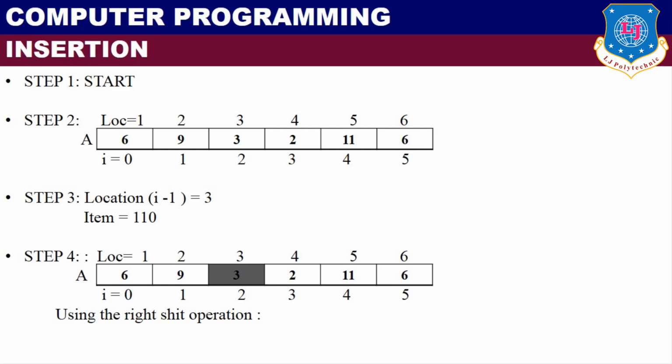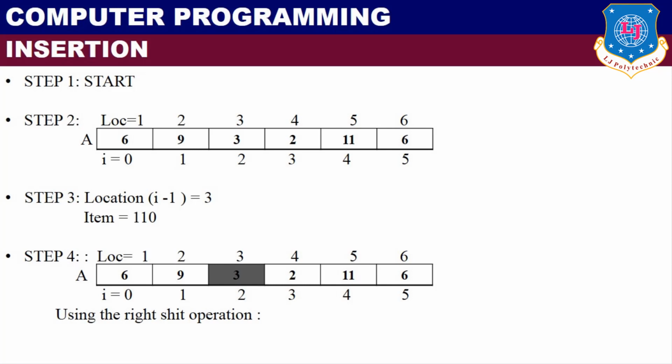Let us suppose you have one array A of 30 and you want to insert one element at some specified location. First we will insert elements of an array. So the algorithm of insertion is like that. Step 1, start. Step 2, we have one array called A and it has some elements like 6, 9, 3, 2, 11, 6.